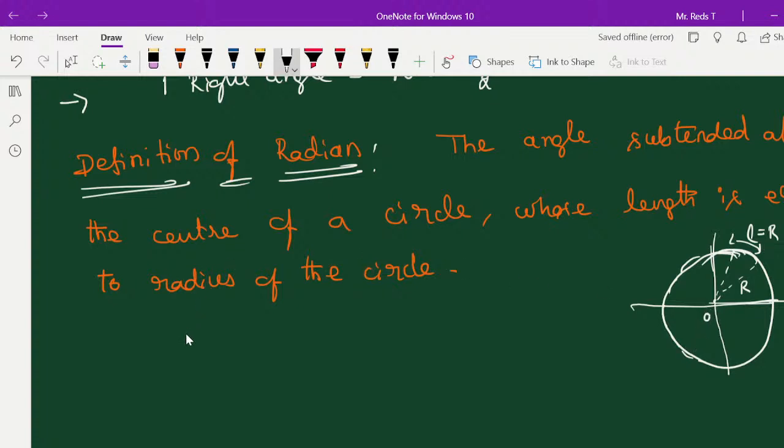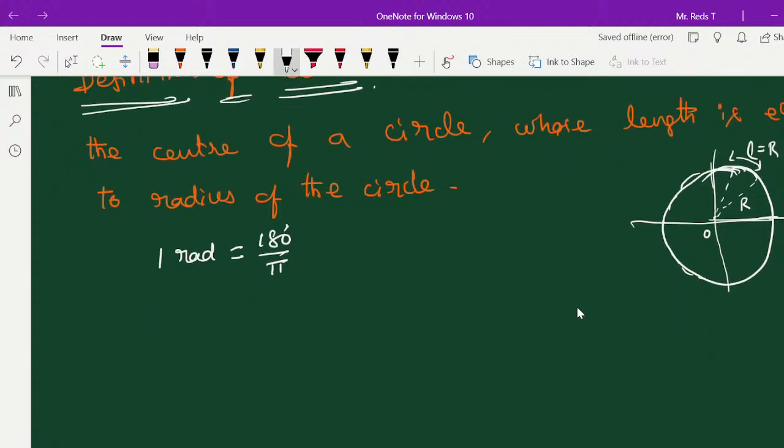So we can express this like this: 1 radian is equal to 180 degrees by pi, or the other way, pi radians is equal to 180 degrees. The total angle subtended by the entire circle at the center is 360 degrees, which is equivalent to 2 pi radians. The angle subtended by half of the circle at the center is 180 degrees or pi radians. So because pi radians is equal to 180 degrees, 1 radian is equal to 180 degrees by pi.